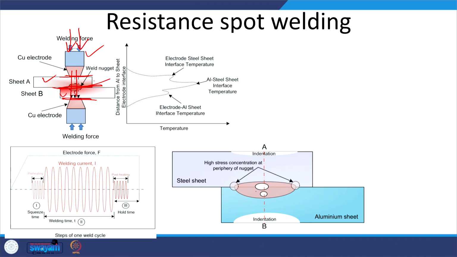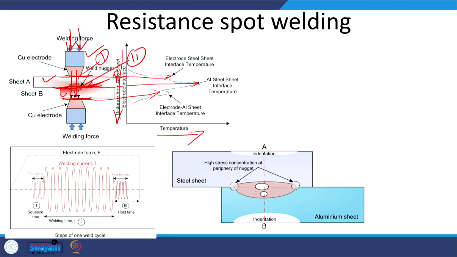Since the R is maximum at the interface, our maximum heat will also be generated at the interface, and accordingly we will get the maximum temperature. If you see, this is the temperature variation across the interface. We can see there is a rise in temperature also between the electrode and the sheet interface. But here R is less, and current I is the same in all three sections, like 1, 2 and 3.